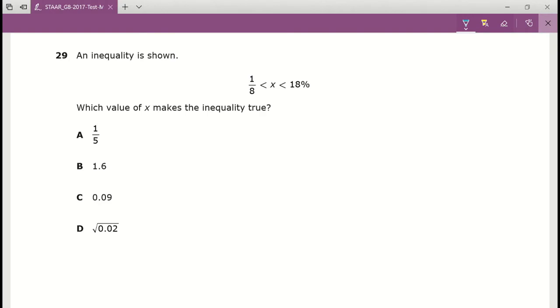So this one asks, which value of x makes this inequality true? This looks tricky. I know a lot of you see the inequality signs and you're like, oh my gosh, what the heck is that? But basically what this question is asking is, which of those numbers is between this number and this number? So we're looking for which of these four numbers is between 1/8 and 18%.